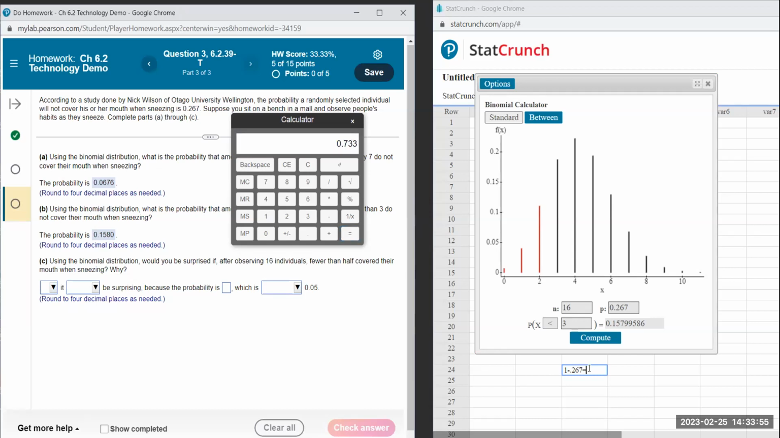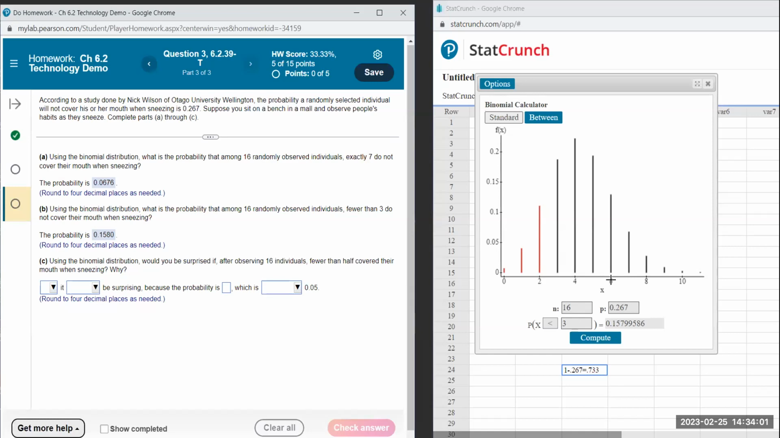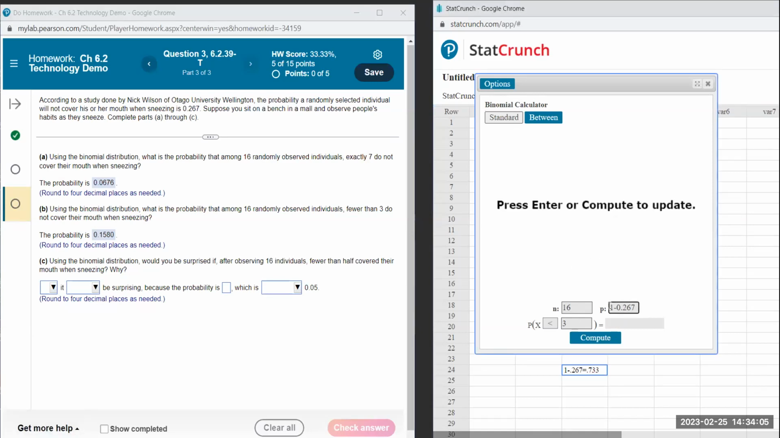0.733. Those are the odds that somebody, for my problem anyways, is going to cover their mouth. Now, the nice thing about StatCrunch, sometimes if you put it in here, it'll do it for you. So if I just put here 1 subtract the 0.267, it'll do the 0.733. Okay, so then, we'd be surprised if less than half. If there's 16 people, half would be 8. So we're going to do, what are the odds that the number of successes is less than 8, less than half? Compute.